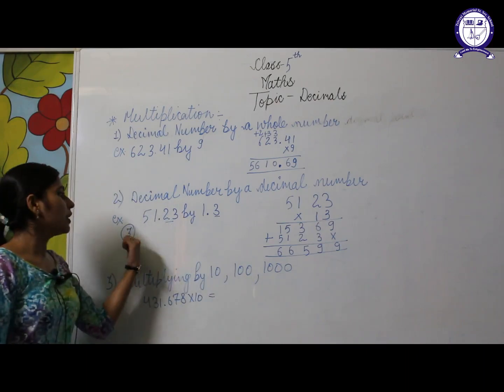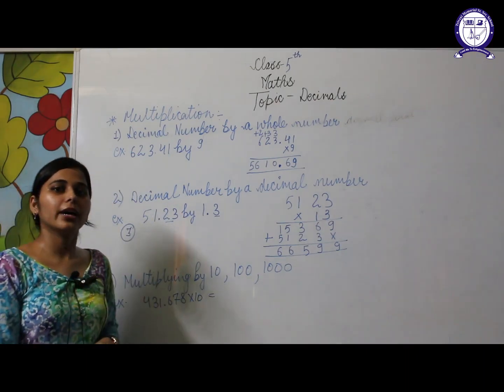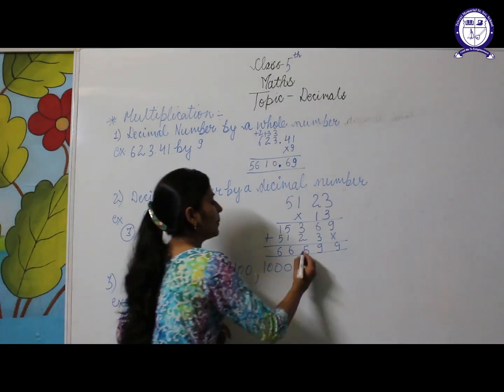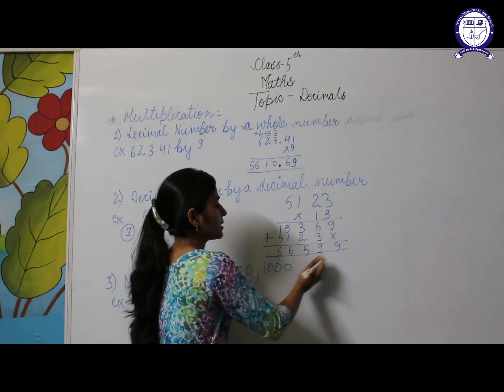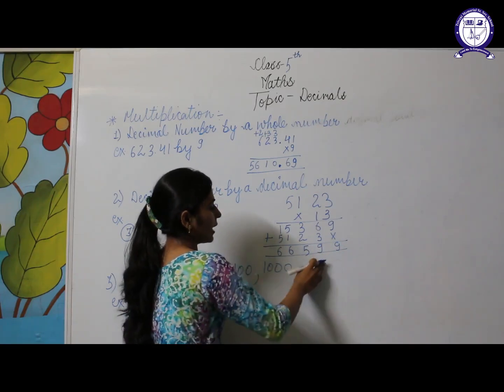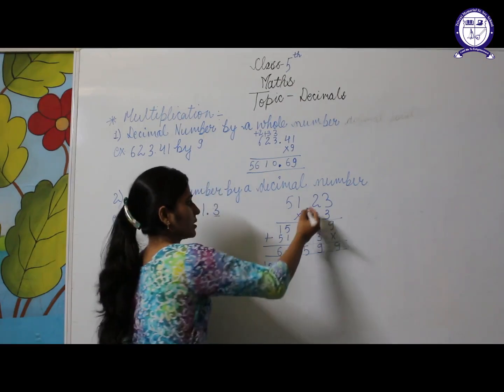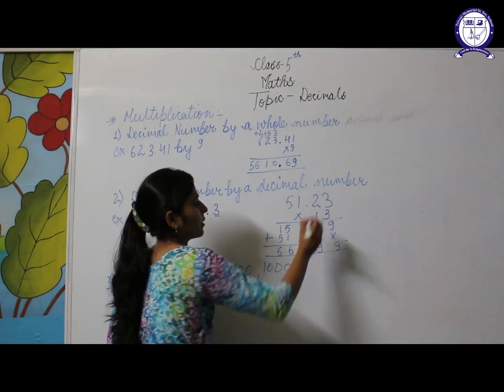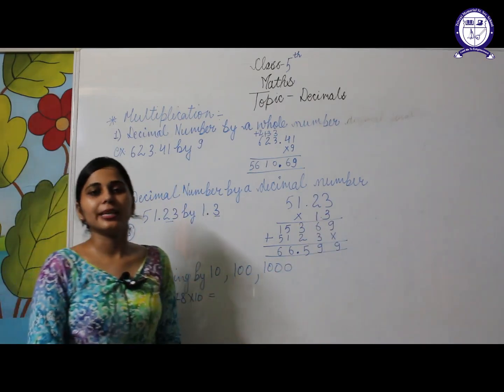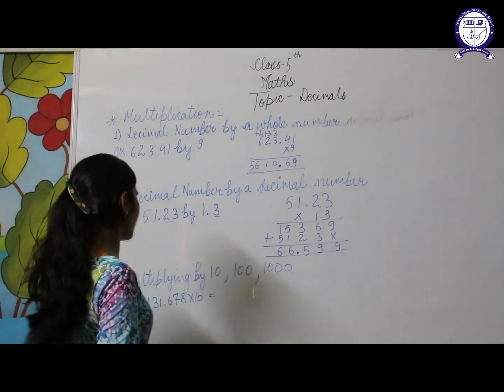Now students, how many total decimal places do we have? We have 3. So we will count 3 digits from the right hand side: 9 9 5. It's complete. So we will write the point here, students. Now you can also write the point here. So like this you have to multiply a decimal number with a decimal number.